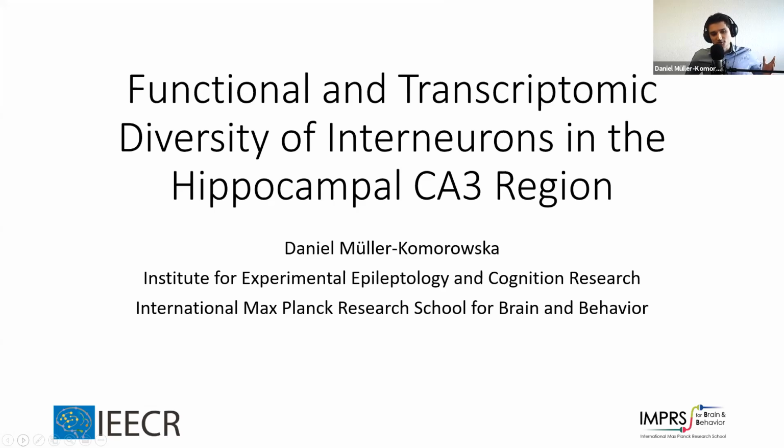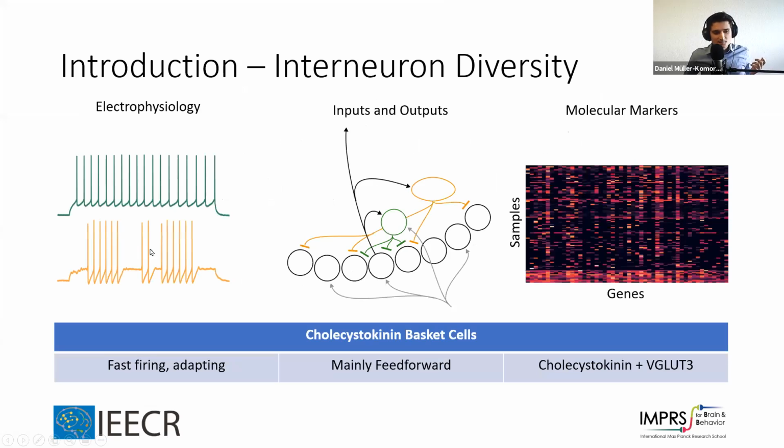Interneurons are, of course, a subtype of neuron that inhibits other principal cells. And these interneurons are very diverse, and they are so in three different categories. First of all, they can have very different electrophysiology. So they exhibit different firing behavior. They can be very regular firing, or they have very irregular firing, just as examples.